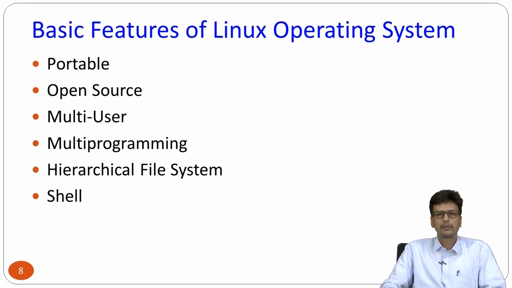Then the shell. We have already discussed the kernel, the heart of the operating system. Suppose you want to execute a command. That execution is done by the kernel. But you need to specify which command you want to execute, and your system cannot understand your language. So an intermediate platform or interface is required, and that is nothing but the shell.